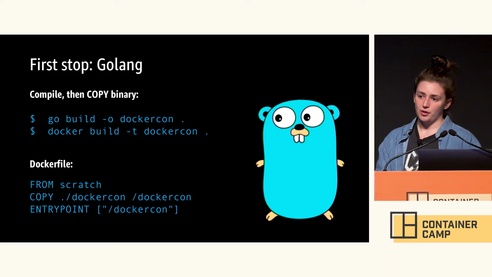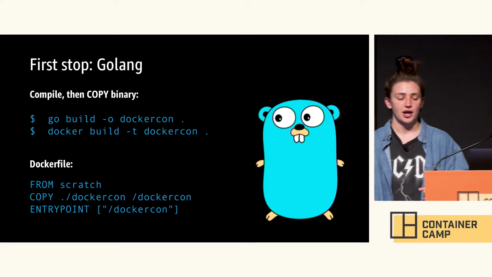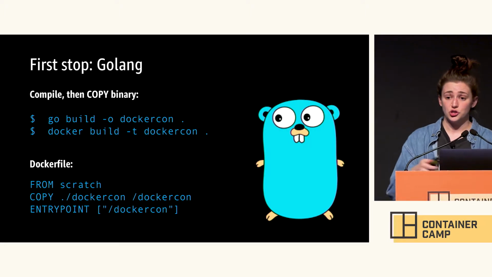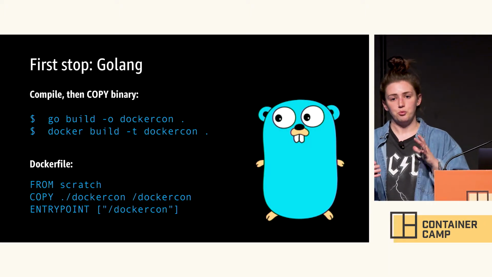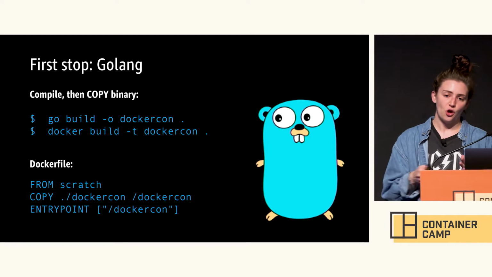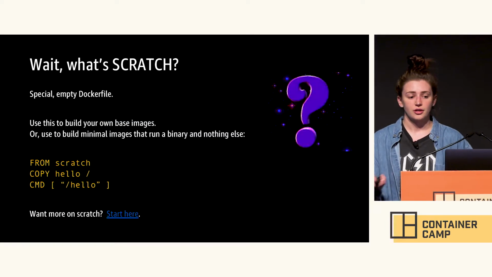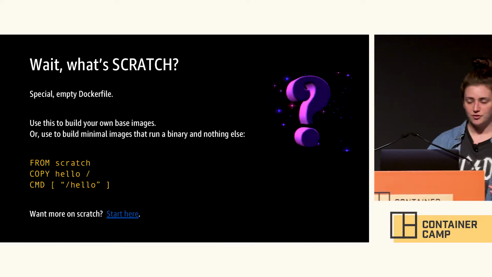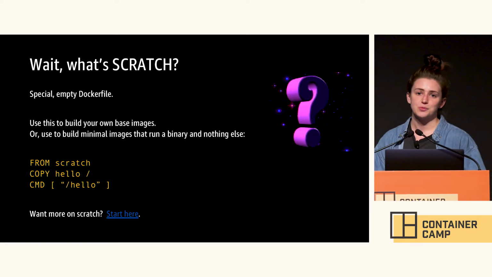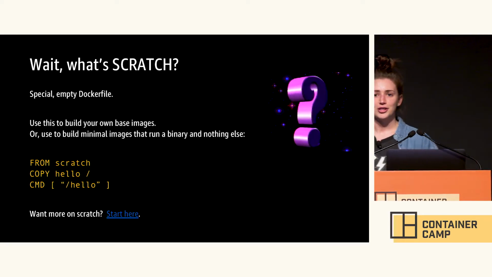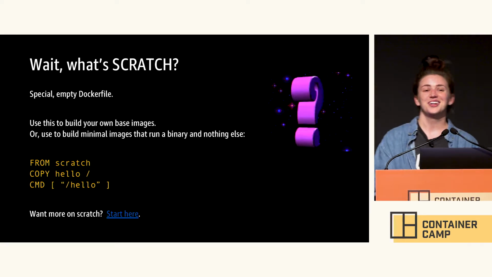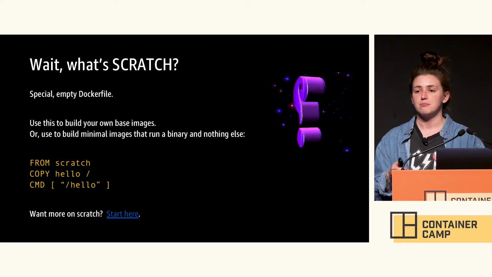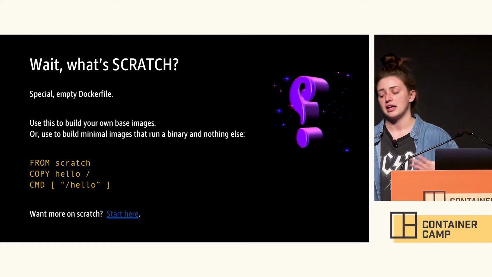But the same tips apply actually in some cases to both Go and Java, right? Which is where you can create a binary first and then copy that over. So you could use Scratch, but you can do kind of all of your heavyweight processing at the beginning and then just run only that binary from a Scratch image. This is explained probably more thoroughly in the session before me too, so I don't have to cover it that much. Scratch is a special empty Dockerfile. So you can use it to either build your own base images, or you can do a really minimal image that only runs a binary and nothing else.